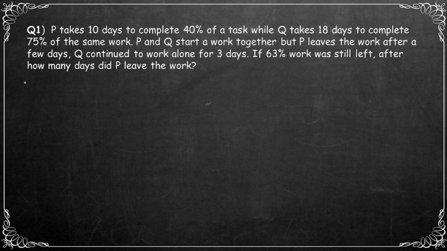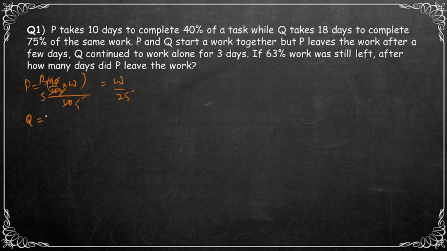Now, if you write the equation, efficiency is equal to work divided by time. Work is 40% of the total work, 40 by 100 of the total work. Time is 10 days. So now if you calculate, 2 into 5 is 10, 2 into 5 is 10, so 5 into 5, 25.